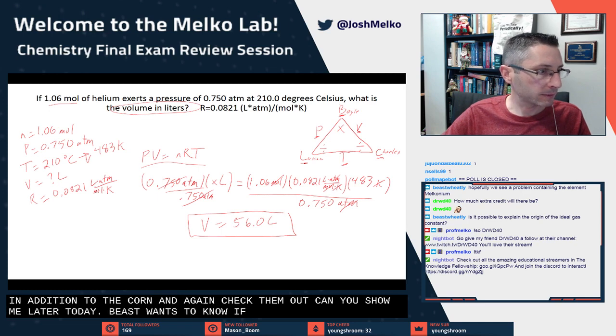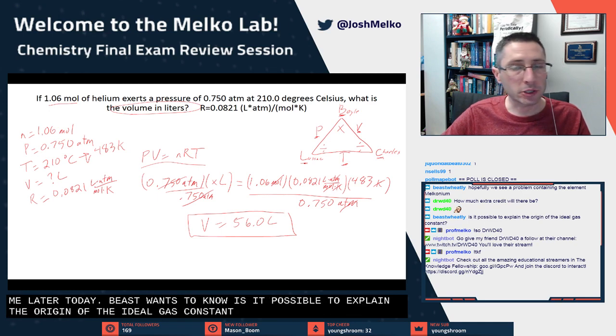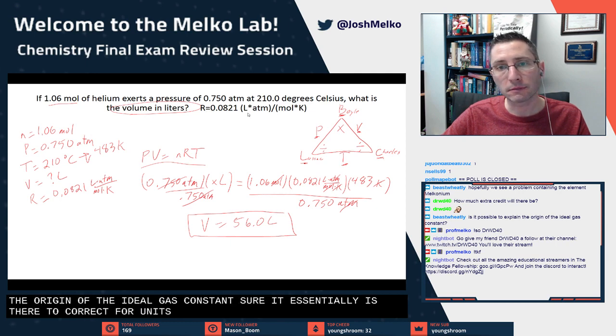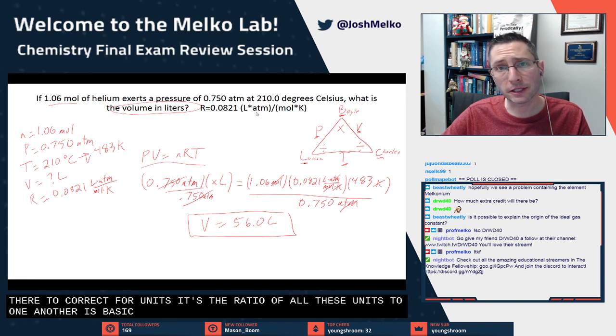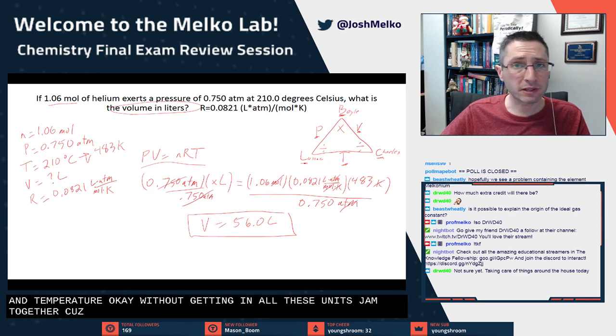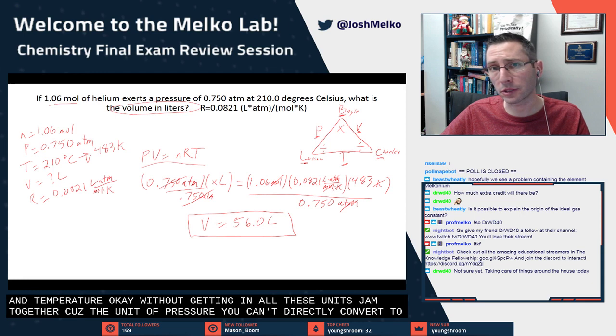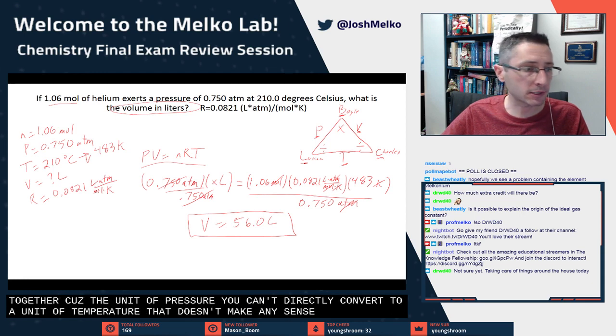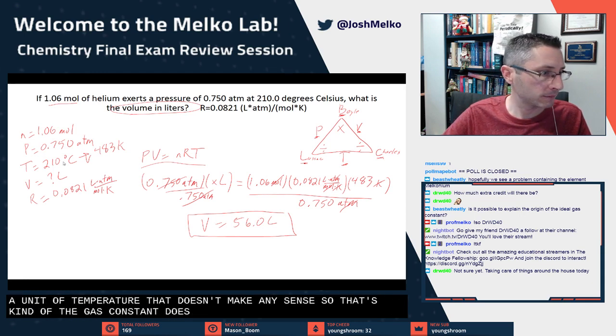Beast wants to know, is it possible to explain the origin of the ideal gas constant? Sure. It essentially is there to correct for units. It's the ratio of all these units to one another. It allows us to relate pressure and volume to moles and temperature without all these units jammed together, because the unit of pressure you can't directly convert to a unit of temperature. That doesn't make any sense. So that's kind of what the gas constant does.